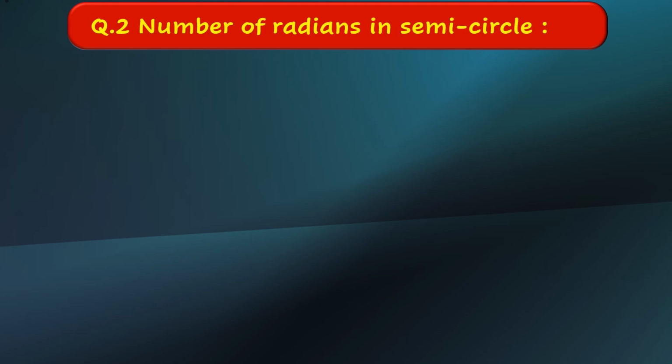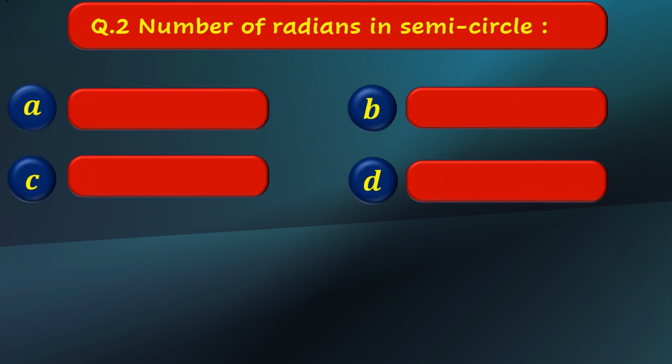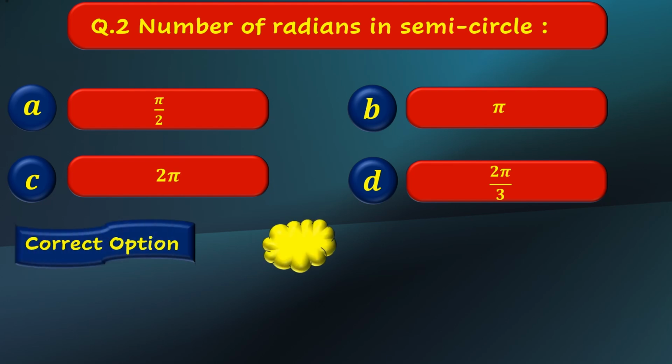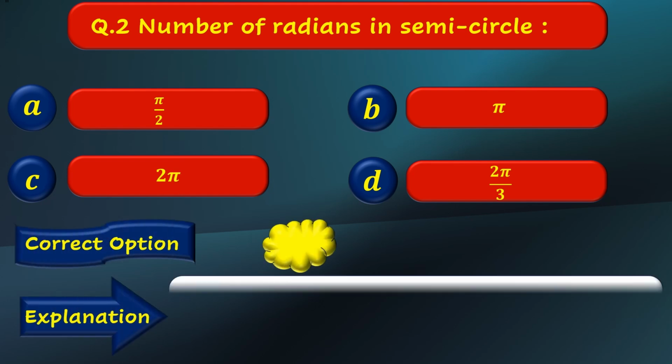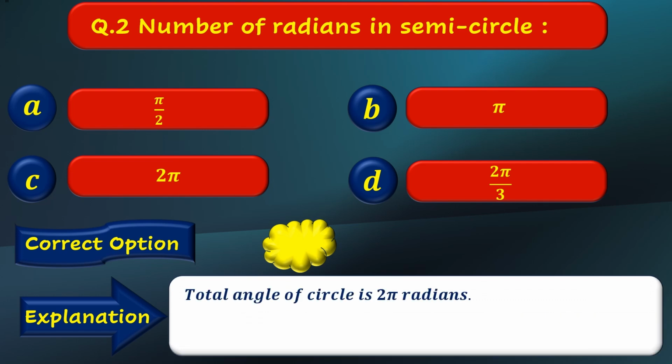Question number 2. The number of radians in semicircle, and the options are. Let's find out which one is the correct option. But before that, let's explain it. We know that the total angle of circle is 2 pi radians. So the angle in semicircle is pi radians. So the correct option is option B.